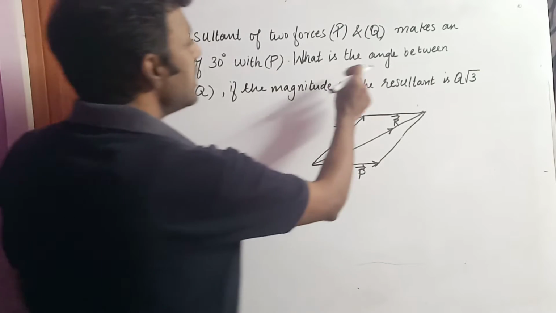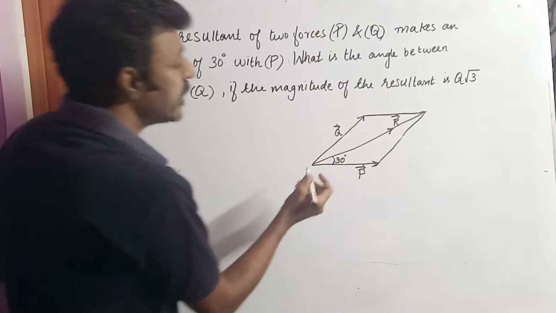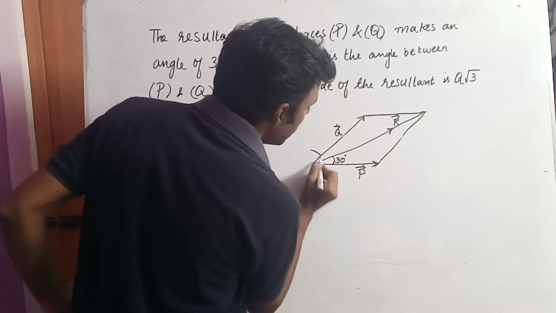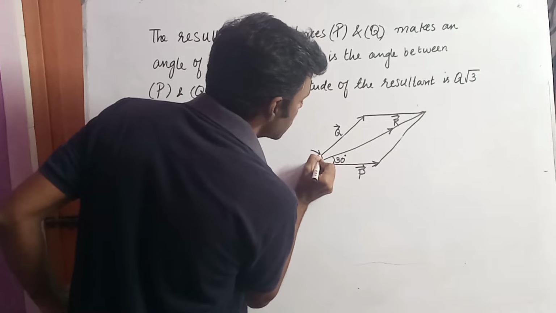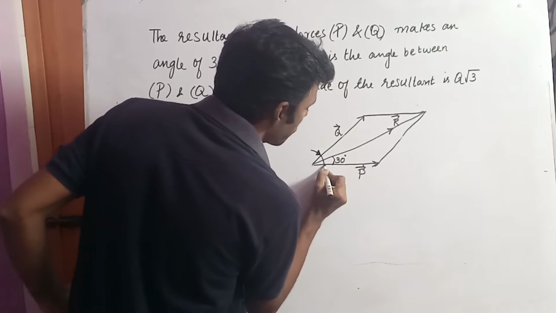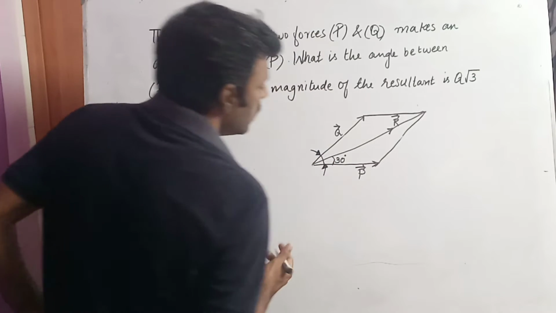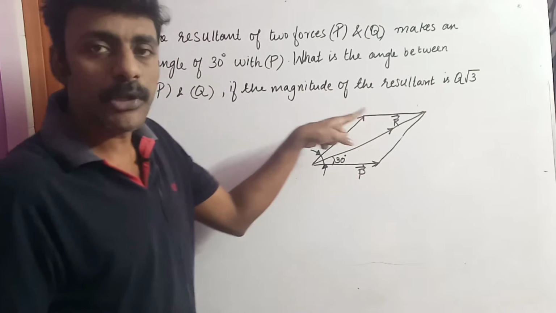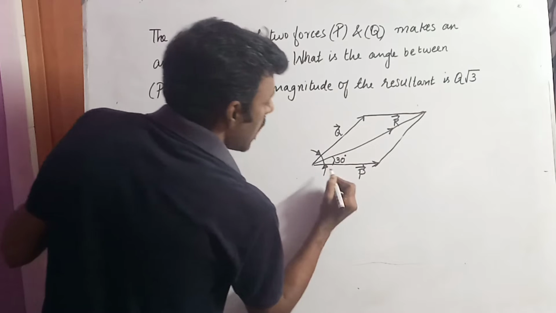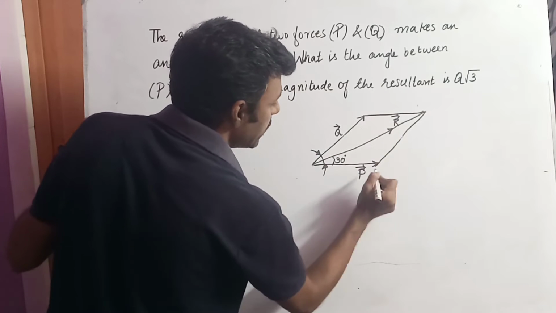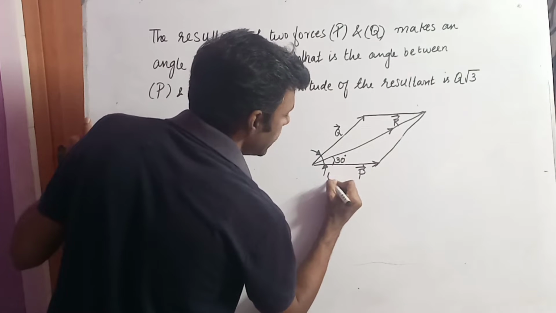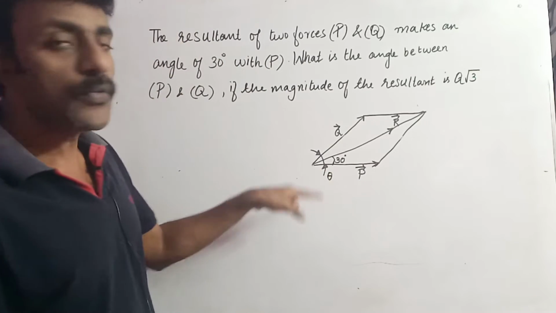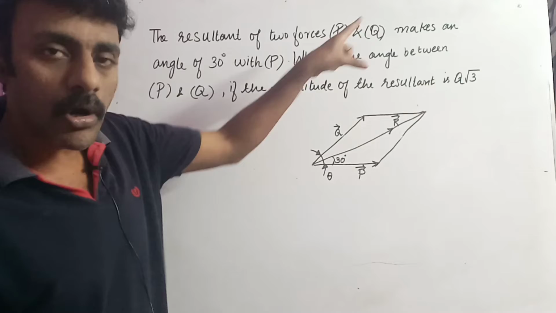So they are asking what is the angle between P and Q. They want to know what is the angle that is existing between the two forces that are taken into consideration. So they want to know this angle between P vector and Q vector. So I am indicating this angle between the two forces, okay, as theta. So theta is the angle that we need to find out by solving the problem.